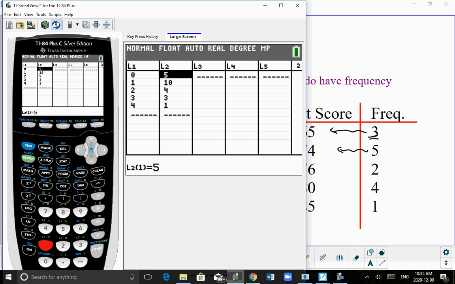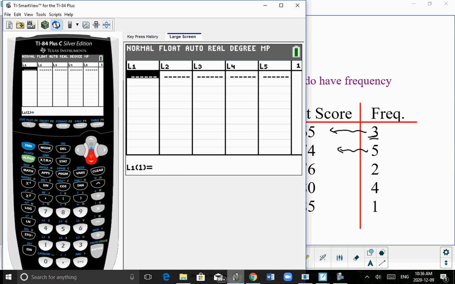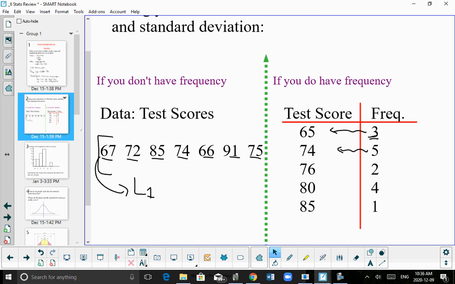To clear out anything that might be there, hit the up arrow, hit clear, and then hit the down arrow. Go over, hit clear, hit the down arrow. Okay, so now you're starting with a fresh sheet. We're just going to put all the data into L1, and it has to go in L1. You can't just pick some random column. So 67, 72, 85. And then 74, 66, 91.